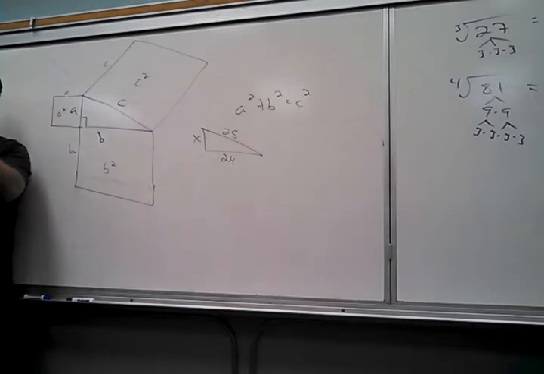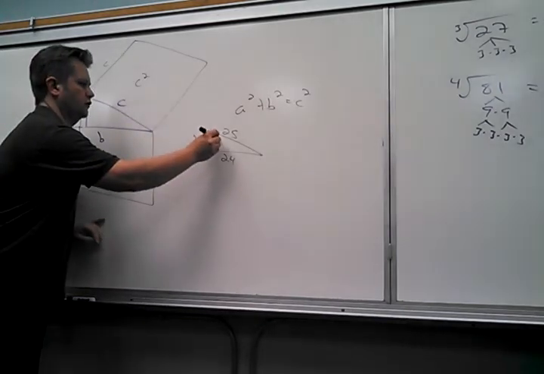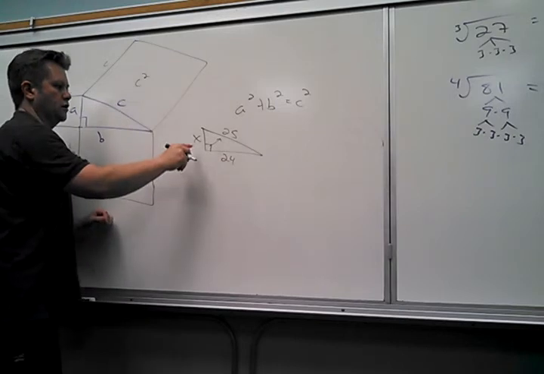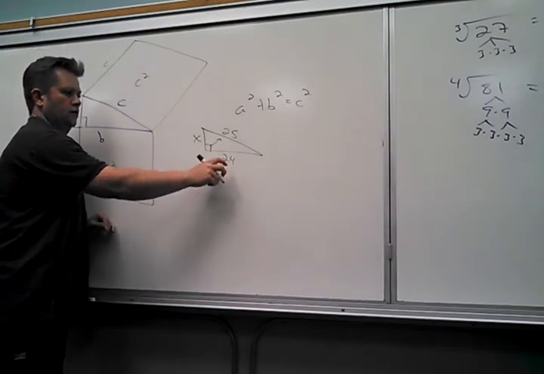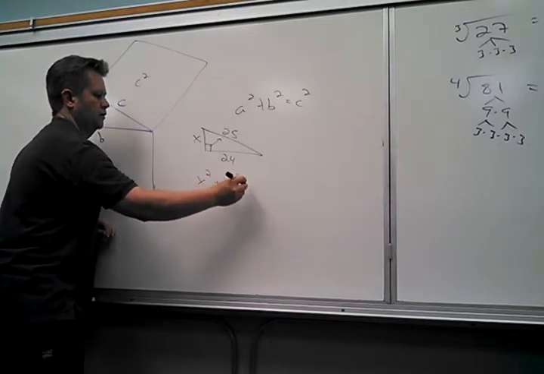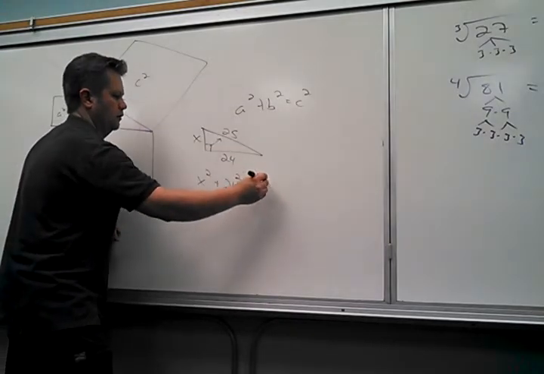So say find the value of X. What's C? X. C is 25. 25 is across from the right angle. So I can call that A and that B. It doesn't really matter. I now have that side squared plus 24 squared equals 25 squared.